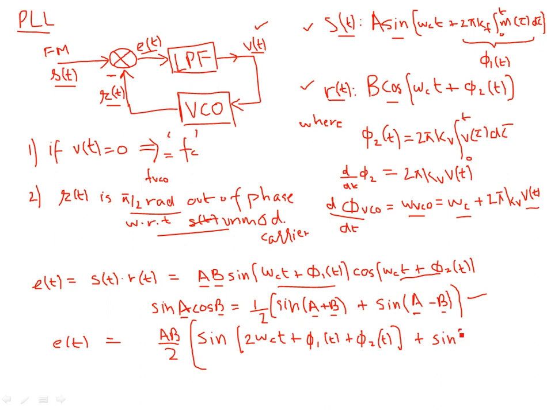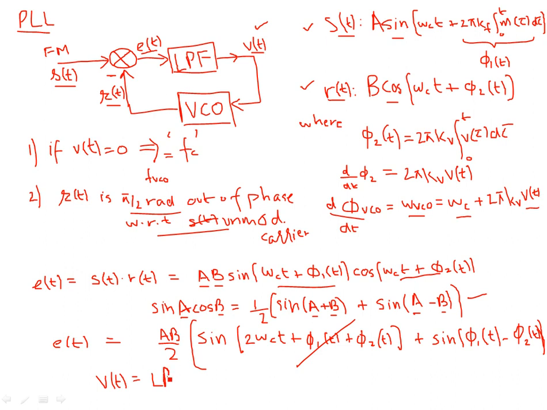That is simply sine of phi 1 of t minus phi 2 of t. So you see phi 1 and phi 2, the difference is the error signal, right? This term is not going to appear out of the low pass filter, and what we're going to have is Vt, as you can see in the above block diagram of the PLL. Vt is the low pass version of the error signal.